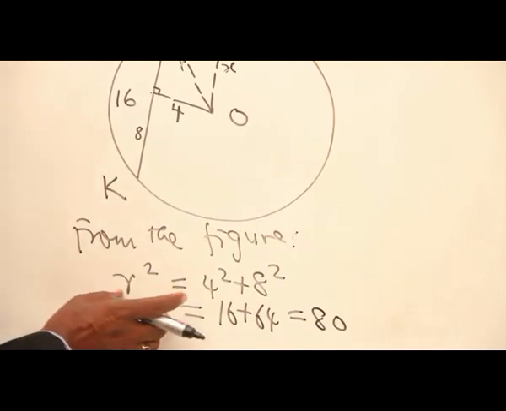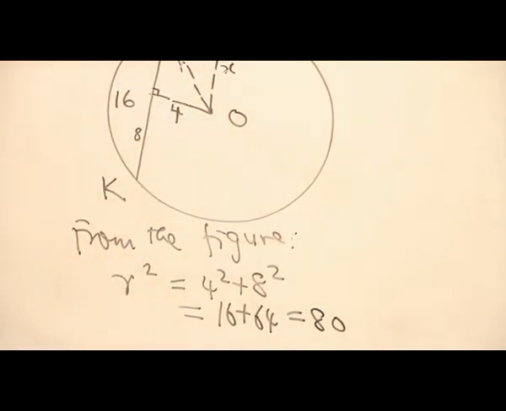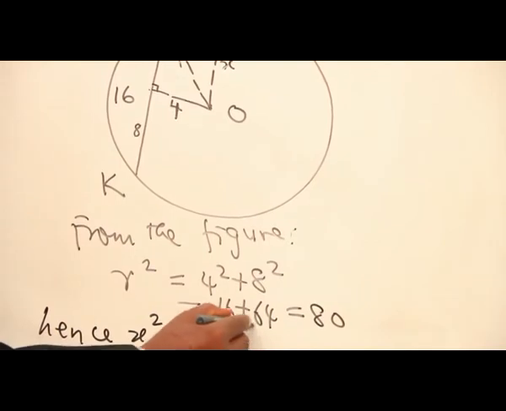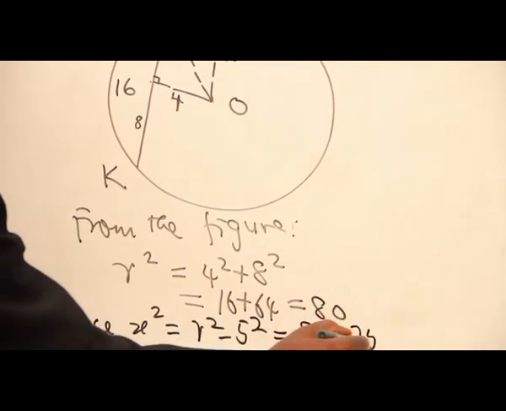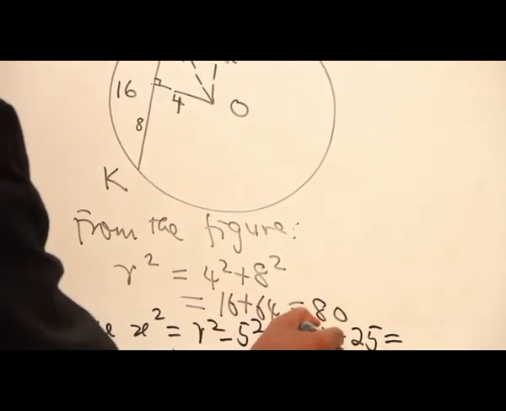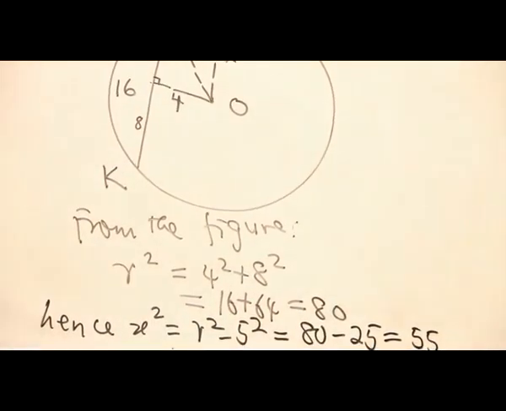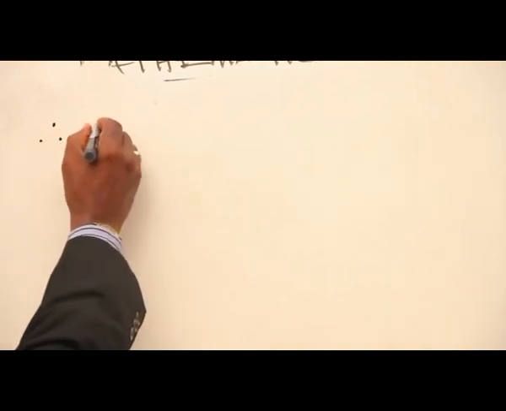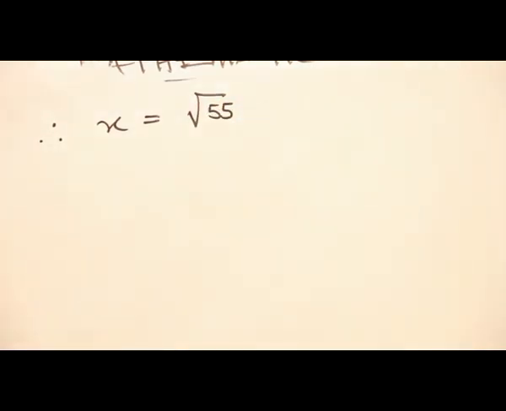We shall now use the value of R squared and then the value of 5 to find the value of S. So we can now say hence, in this case, S squared is equal to R squared minus 5 squared. And R squared is 80, take away 25, and when you take away 25 from this, you will have 55. So we are going to find S by getting the square root of 55. Therefore, S will be equal to the square root of 55.